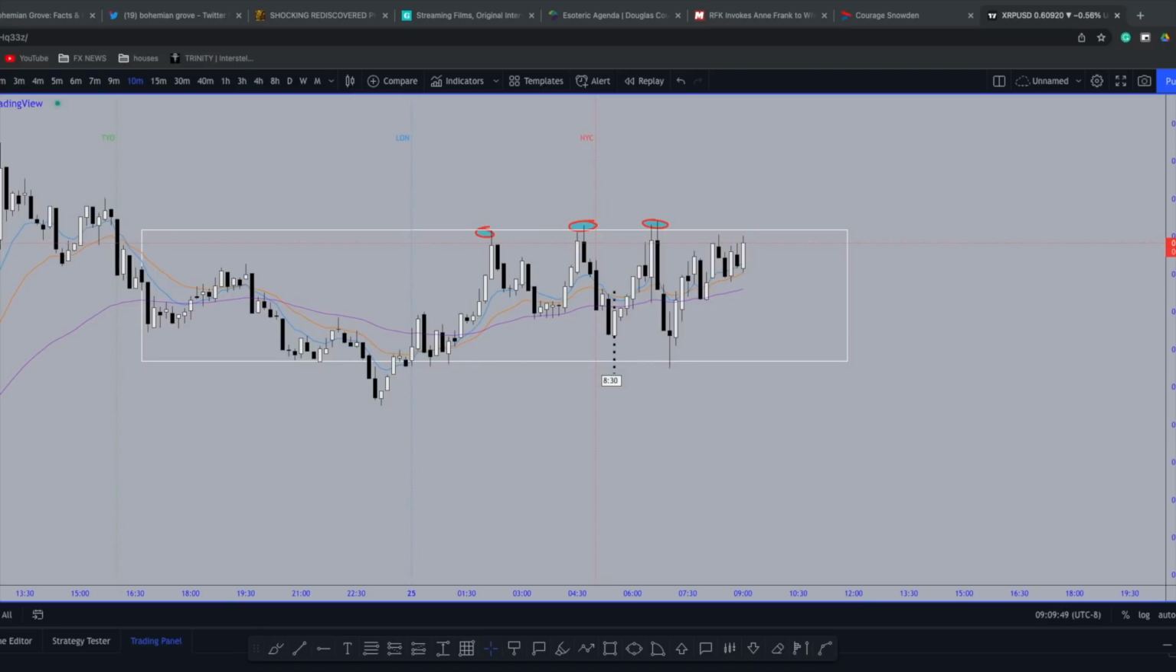Guys, in today's video breakdown, we're going to be covering some XRP technical analysis, a very interesting price action breakdown to say the least, and how manipulative price action is.